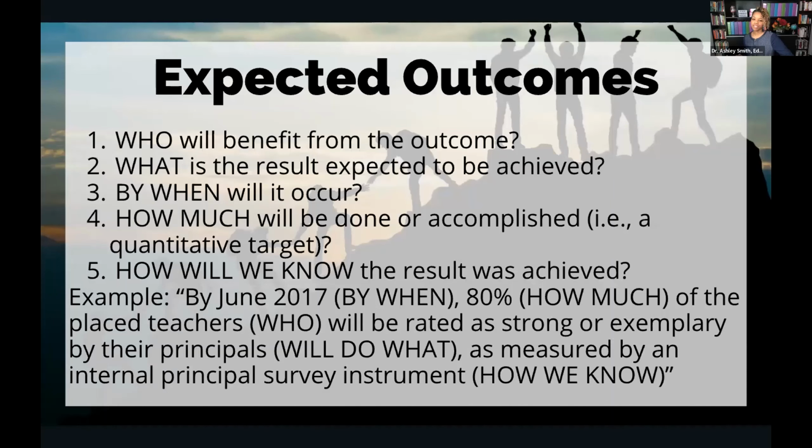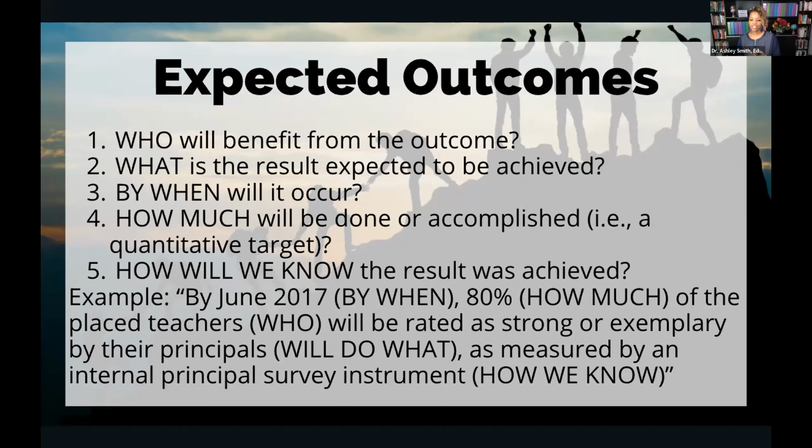So here's a way to create outcomes, and I'll send this out in your email, and we'll also talk about it when we meet one-on-one. Here's a nice way to create outcomes. Who is going to benefit from the outcome, what is the result that you expect to be achieved, by when will it occur, how much will be done or accomplished. You can give a quantitative or qualitative target, and how will we know the result was achieved.